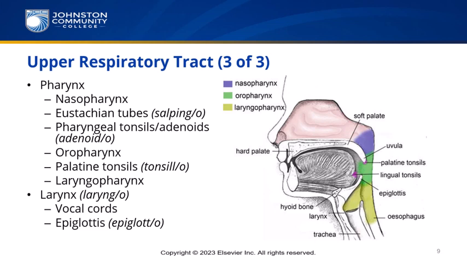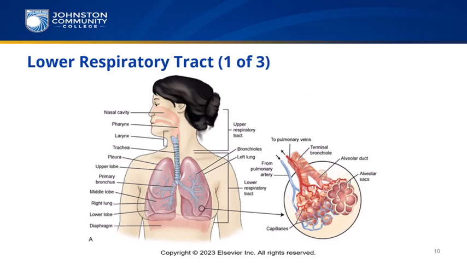Remember, the layman's term for trachea is windpipe. You can find this image in your book on page 411. The respiratory system is anatomically divided into the upper respiratory tract, which we just reviewed, and the lower respiratory tract, which includes the trachea, bronchial tree, and the lungs. Physiologically, it is divided into conduction passageways and gas exchange surfaces.